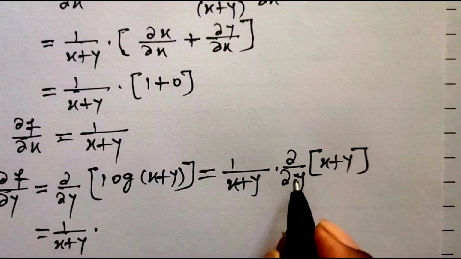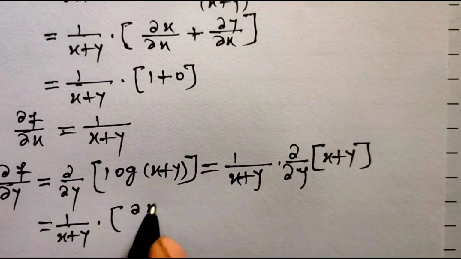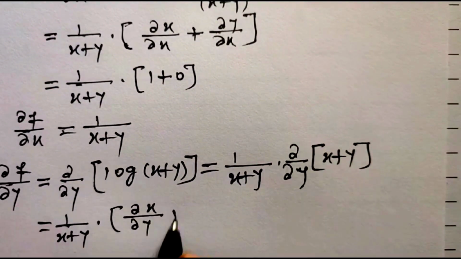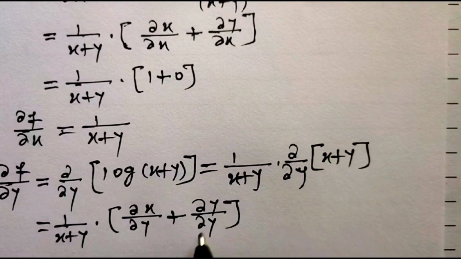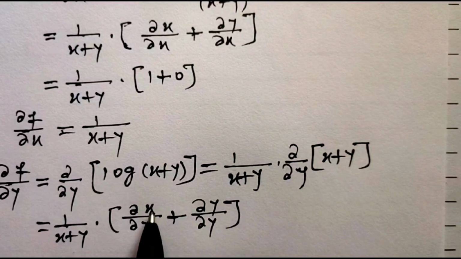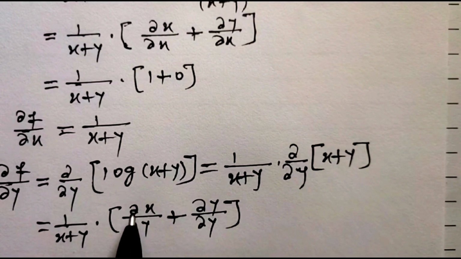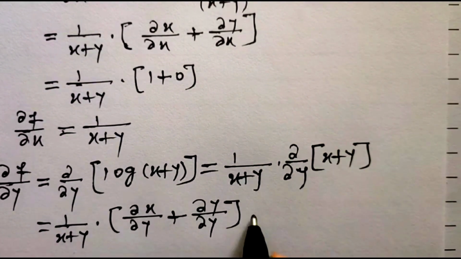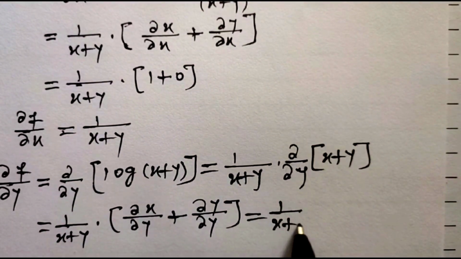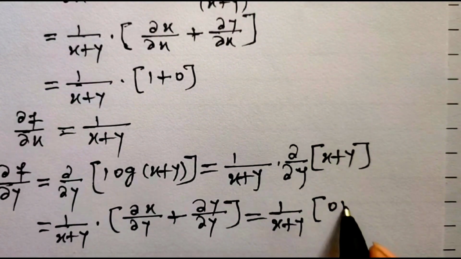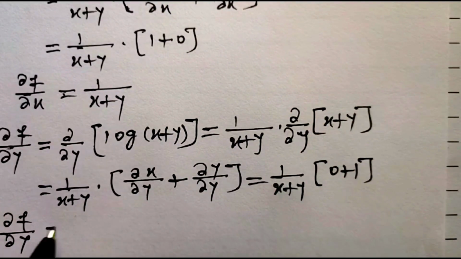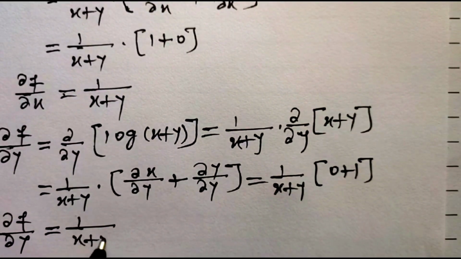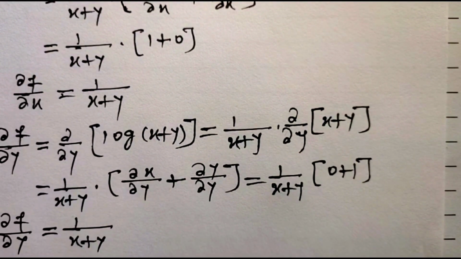Take this differential operator inside this bracket. Partial derivative of x with respect to y plus partial derivative of y with respect to y. You know, dou y divided by dou y is equal to 1, and x is constant because we are differentiating with respect to y. So the derivative of a constant is 0. So the partial derivative of x with respect to y is 0. This is equal to 1 upon x plus y into bracket 0 plus 1, and taking the multiplication, the partial derivative of f with respect to y is equal to 1 upon x plus y. This is the partial derivative of f with respect to y.